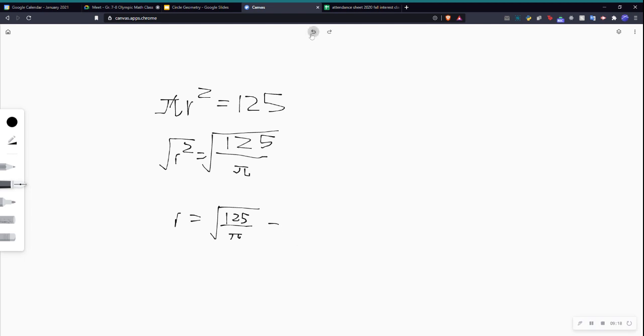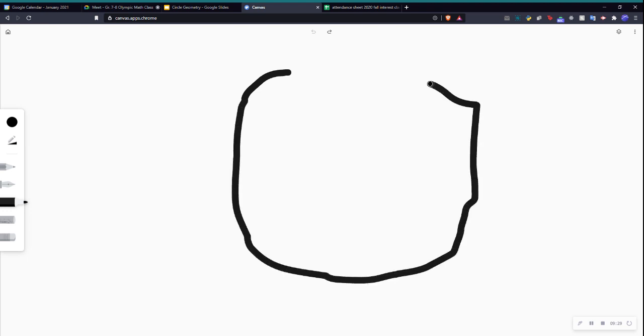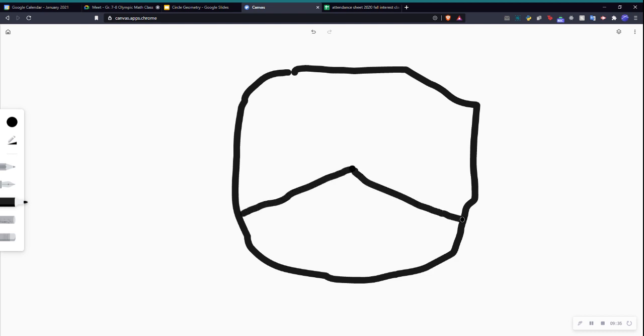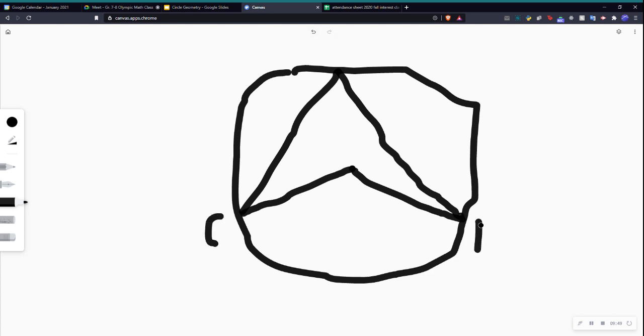I'm just going to remove all these. All right, let's draw a circle. Do not question my artistic skills. Okay, so this is our Star Trek. We'll just name these points then.